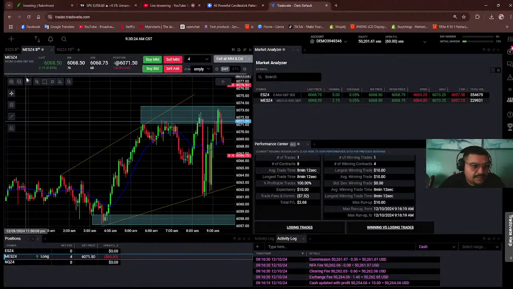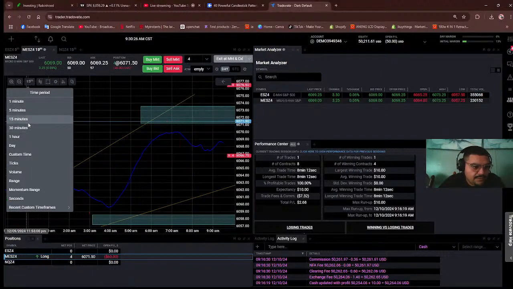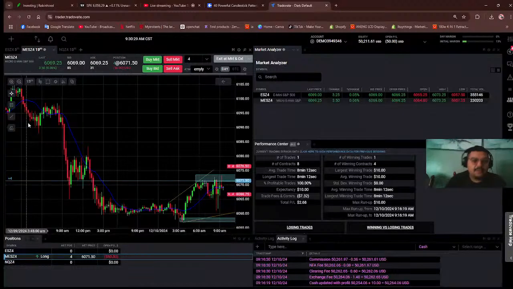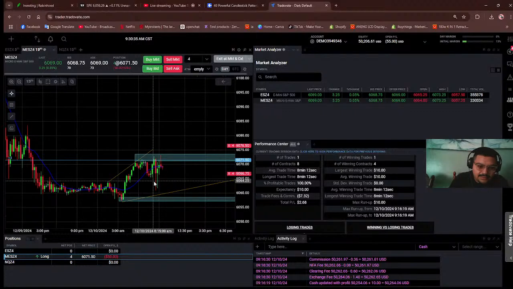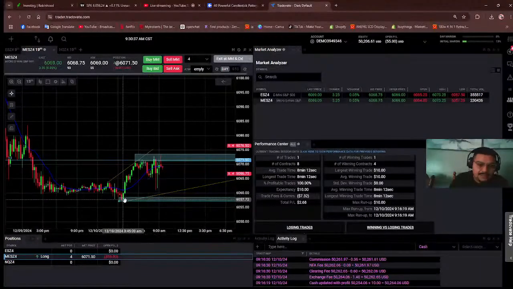You guys can see this is the 5 minute mark. Let's change it to 15 minutes. See what's going on in 15 minutes. Well, it's a good possibility that it could go down. But again, there's a lot of resistance going on here, and it hasn't dipped into this area yet.